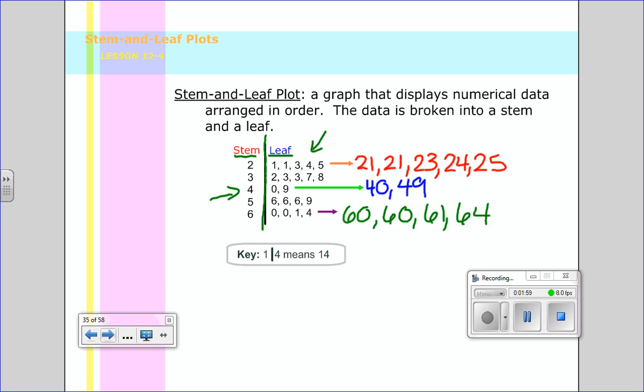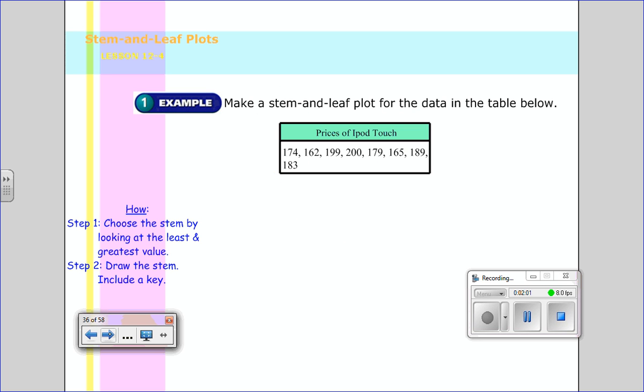All right, so we're going to go ahead and actually make one of these now. We need to make a stem and leaf plot for the data in this table below. It's looking at the prices of an iPod Touch. Some of these numbers are probably not the most realistic, but we're going to go with them. I have the steps of how to do this right over here.